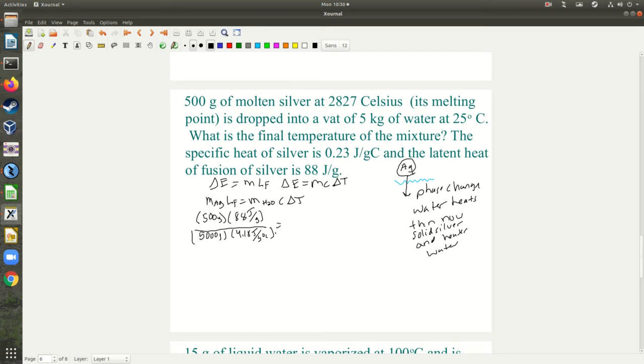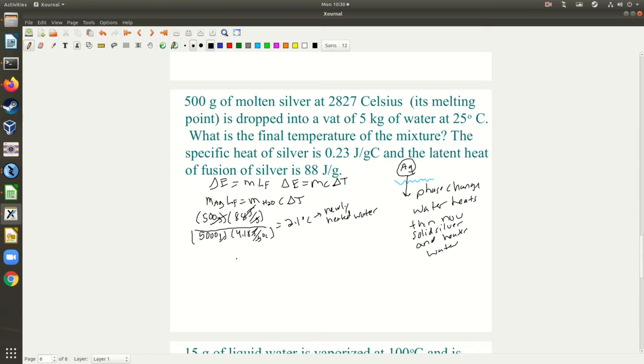Okay, so, trusty calculator. You have 500 times 88 divided by 5,000, then divided by 4.18. And that gives you around 2.1 degrees Celsius. Notice that your grams cancel out, your joules cancel out, and your grams cancel out, leaving you only with a degree Celsius. So what does this mean? This heats up the water. I'll call it newly heated water.